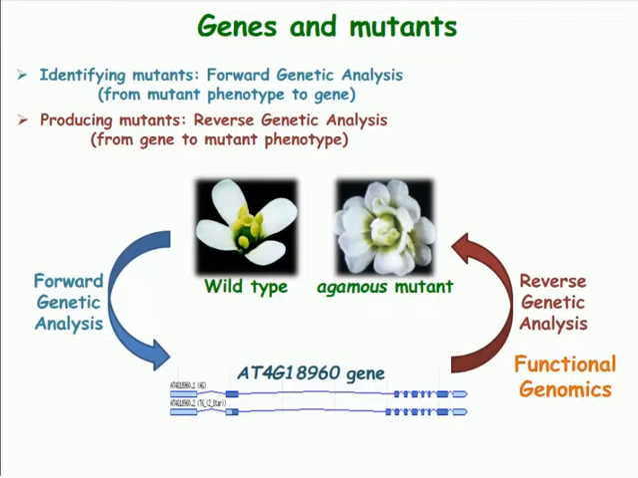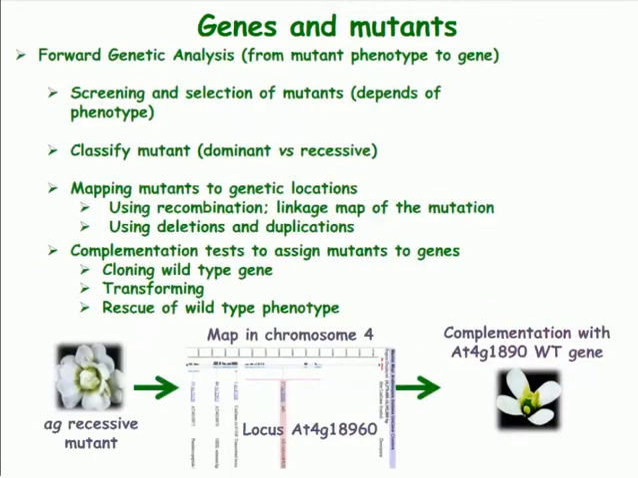Reverse genetics is a different way. You have one gene, and you want to ask the question, what is this gene important for? So you produce a mutation in the gene, and then you check the phenotype, okay? And this is what we call functional genomics. We have lots of genomic data, a lot of sequences, but we don't know what most of the genes are doing and what they are important for. So this is a very good way to analyze all that.